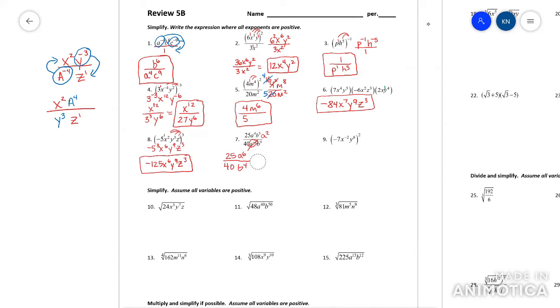You just need to reduce the 25 and the 40. These are both divisible by 5. So divide them both by 5. And you get your answer, 5a^6 over 8b^4.